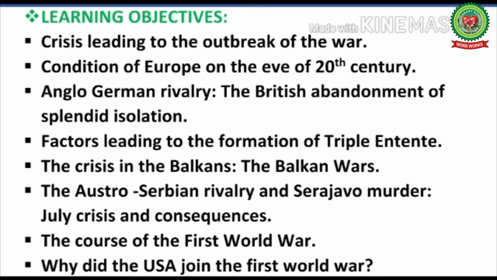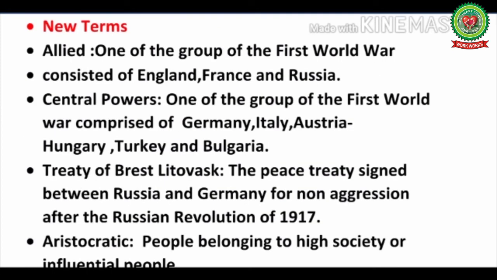We had already discussed the crisis leading to outbreak of the war, condition of Europe on the eve of 20th century, the Anglo-German rivalry, factors leading to the formation of Triple Entente, the crisis in the Balkans, and the Austro-Serbian rivalry. In this module, we are going to discuss the course of the First World War, the actual battles which were fought during the First World War. Let's understand the new terms of the topic.